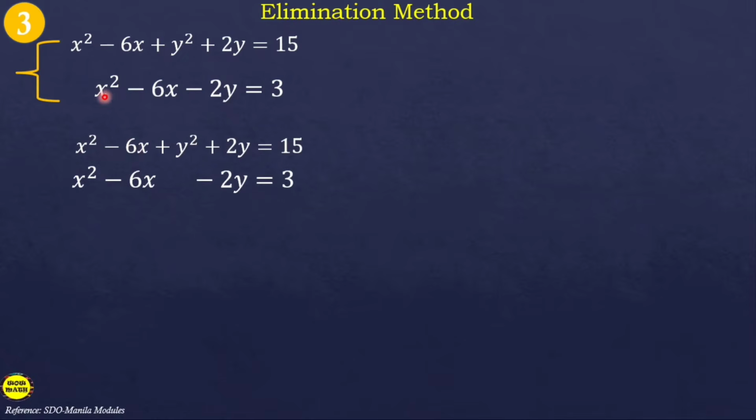So, halimbawa, itong x squared, tinapat natin kay x squared. Si negative 6x, tinapat natin dito. Since yung y squared, wala na siyang kapareho dito, so may space tayong ilalagay. Si negative 2y, tatapat natin kay 2y. And then yung 3, tapat natin kay 15.